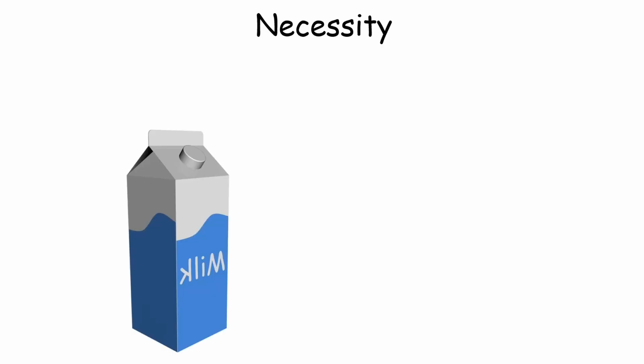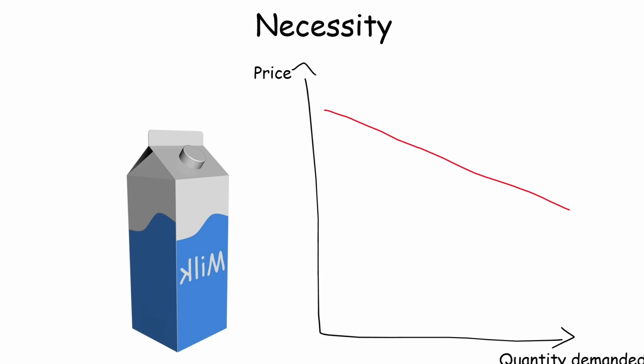On the contrary, if a product is a necessity, i.e. milk, the product is more likely to be price elastic.